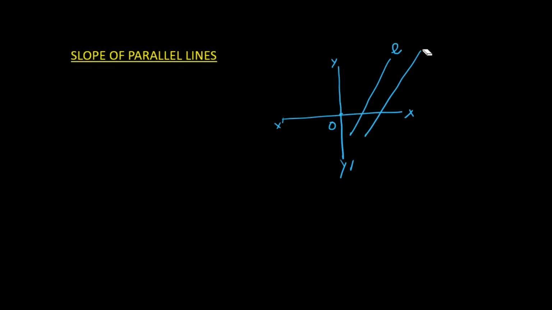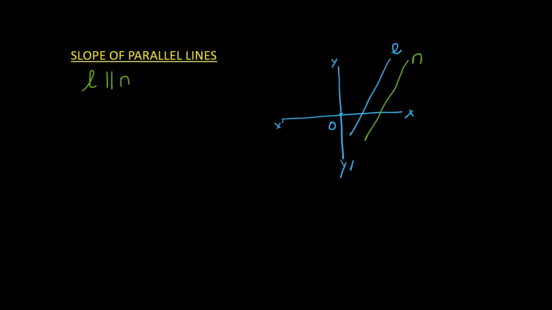Let us draw two lines which are parallel to each other. So these are our coordinate axes, x-axis and the y-axis. This is one line, say L, and there is another line M, such that L is parallel to M. Or else let me name this line as N.